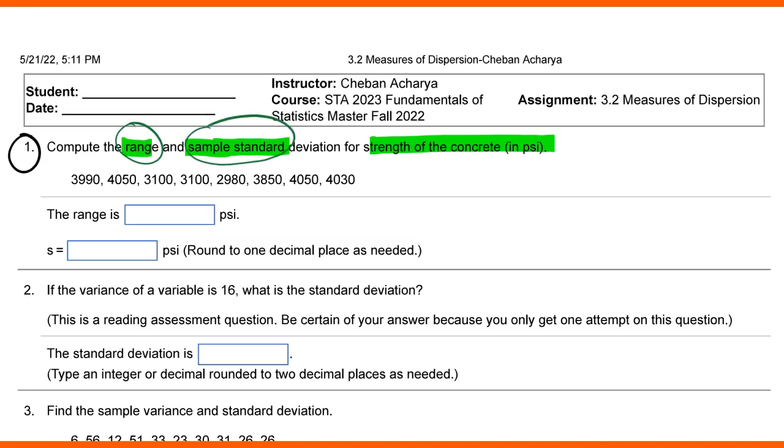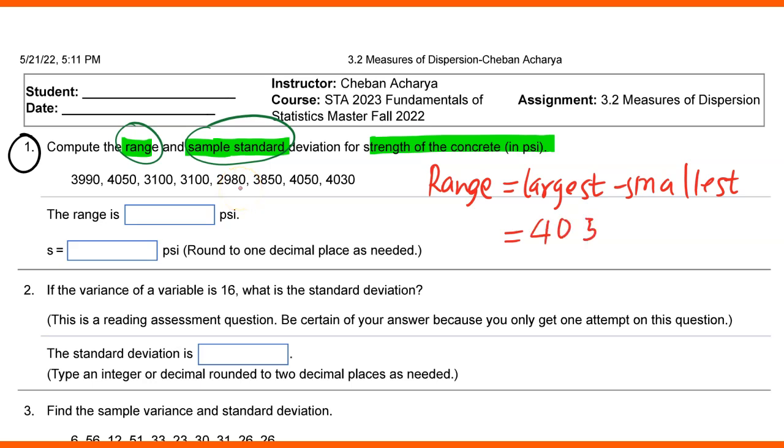To find the range, we find the largest data value minus the smallest data value. What's the largest data value here? The largest data value is 4050. The smallest data value is 2980. Therefore you subtract these two numbers, 4050 minus 2980, and your answer is going to be 1070 as a range.